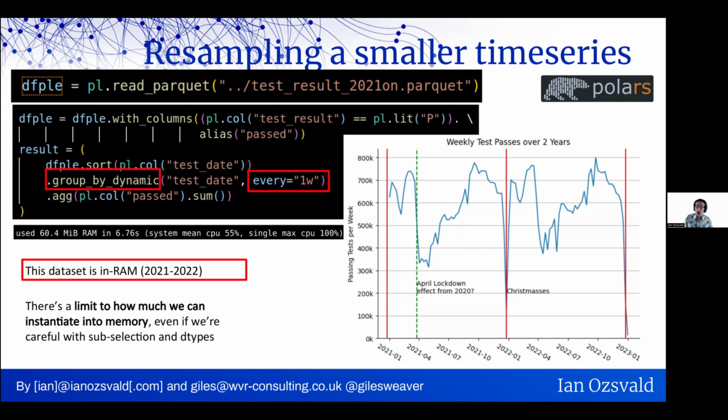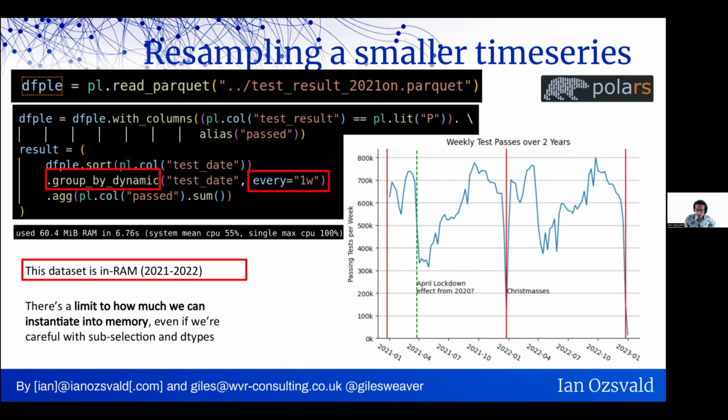So what about doing another very common operation, resampling a time series? So here I've got Polars, I've got a subset of the data from 2021 on to 2023, the data that was available when we wrote this version of the talk. And we're doing a resample, and then aggregating to count the number of vehicles that pass on initially a daily basis and then aggregated to a weekly basis.